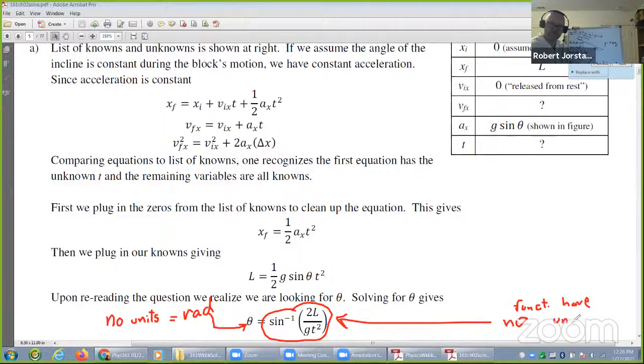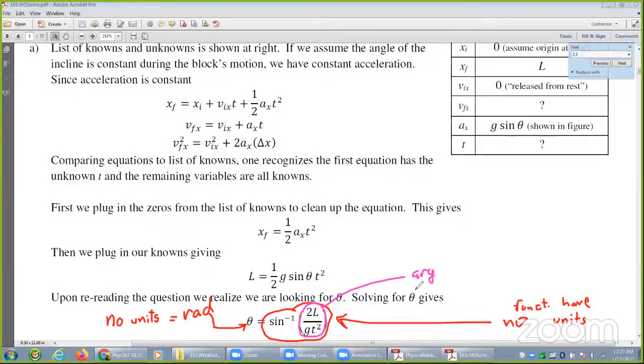So that matches. What about the argument of the function? Let me get a different color here. What about the argument of the function? This stuff that's inside the function. What are the units of that?